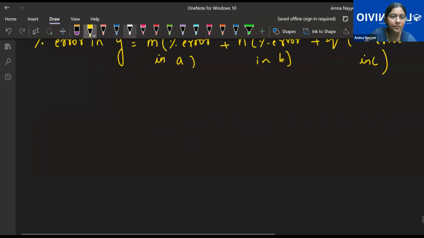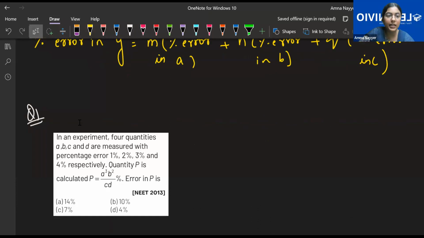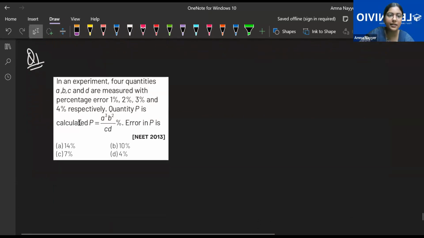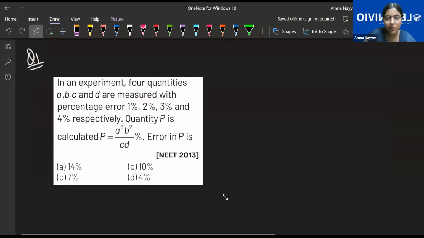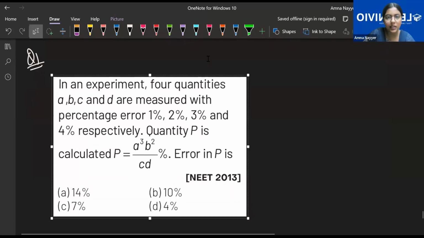I'll show you one question, how a question directly came in the exam. And this same question as it is, without even the values getting changed, repeated itself in the 2019 paper. Now look, this is a question from 2013, which originally came. So quite easy to solve for you.